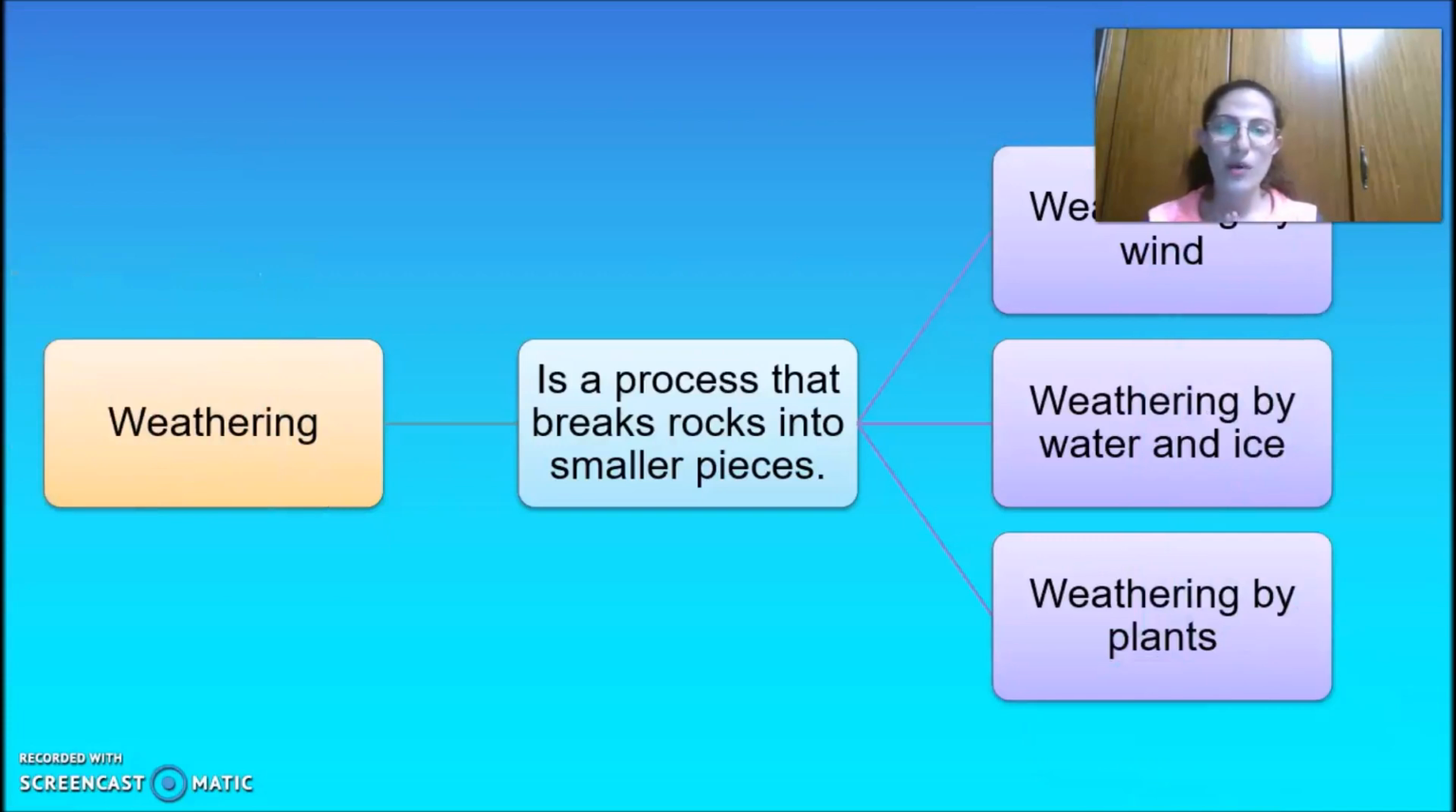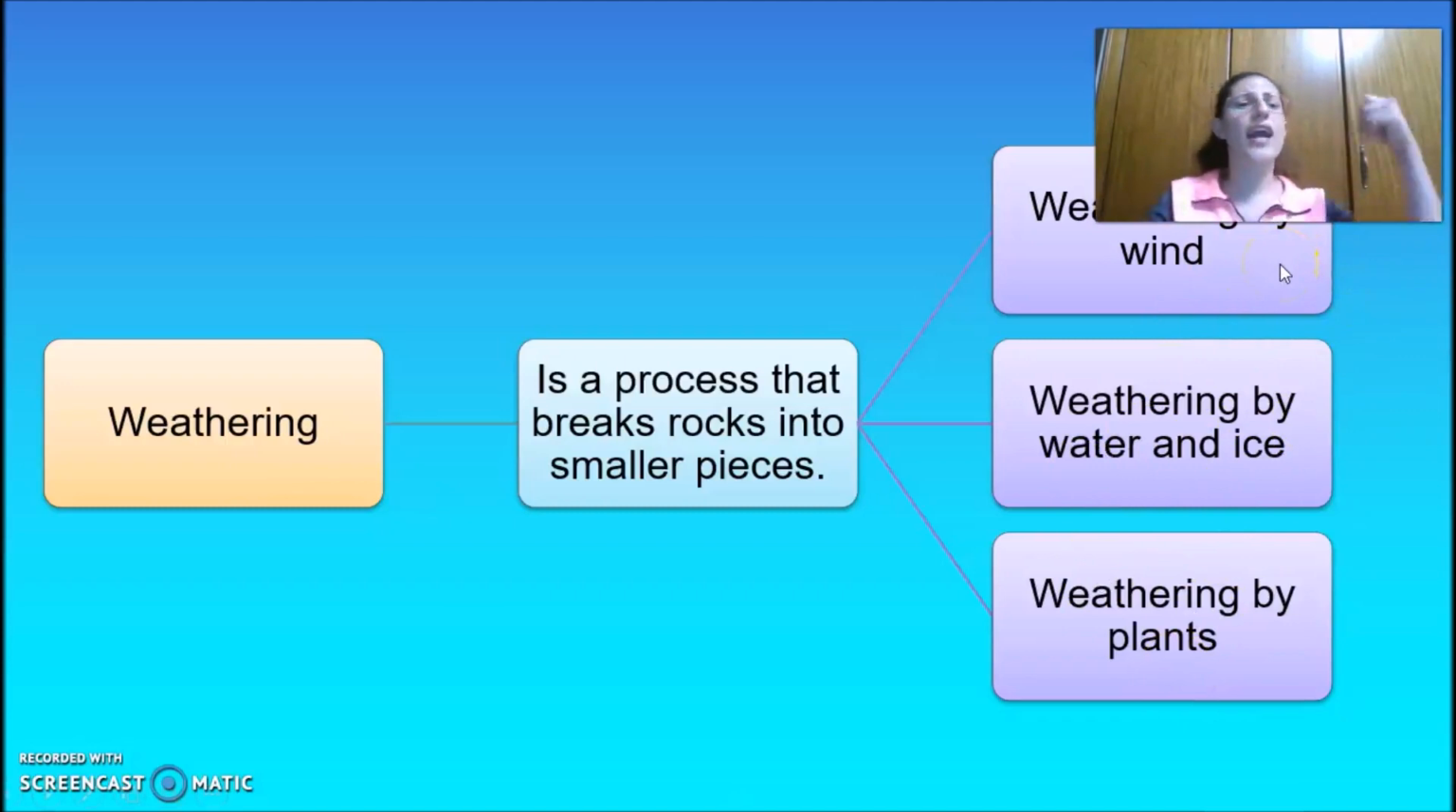So let's refresh our memory. What is weathering? Weathering is a process that breaks rocks into smaller pieces. Again, weathering is a process that breaks rocks into smaller pieces, right? And we said that weathering could happen by what? Either by wind, weathering by water and ice, and weathering by plants.